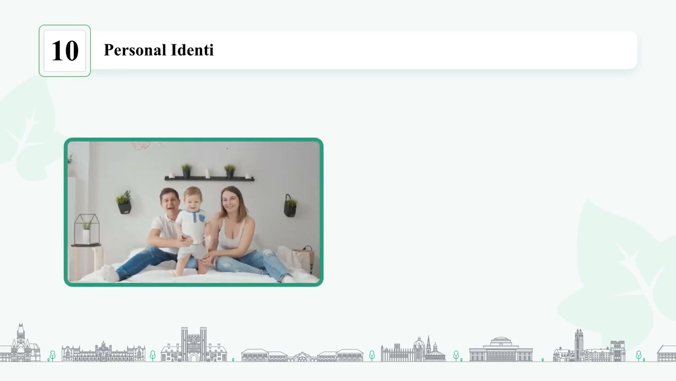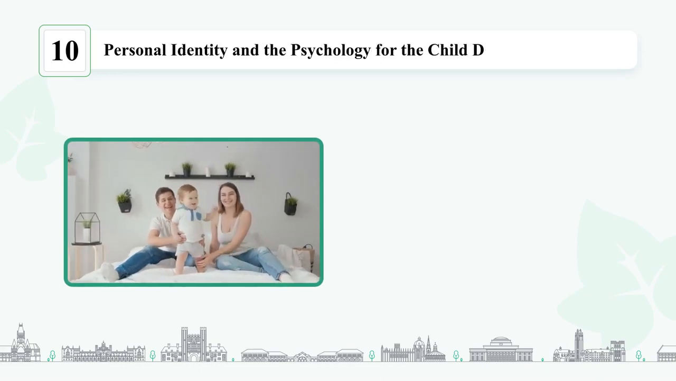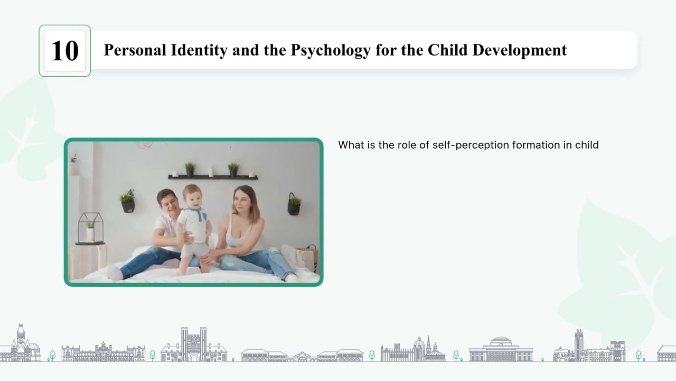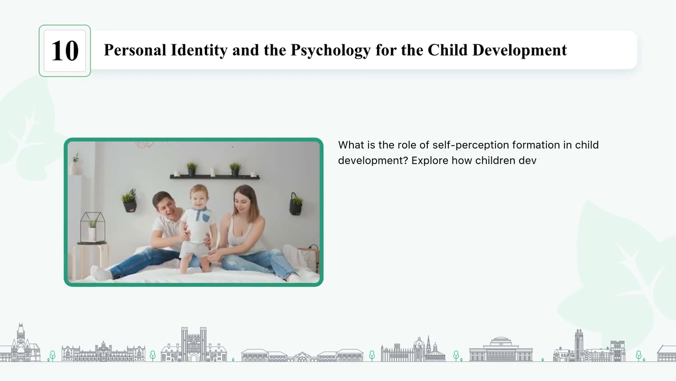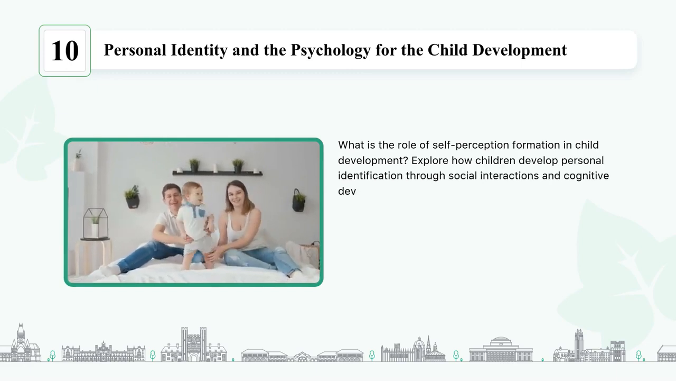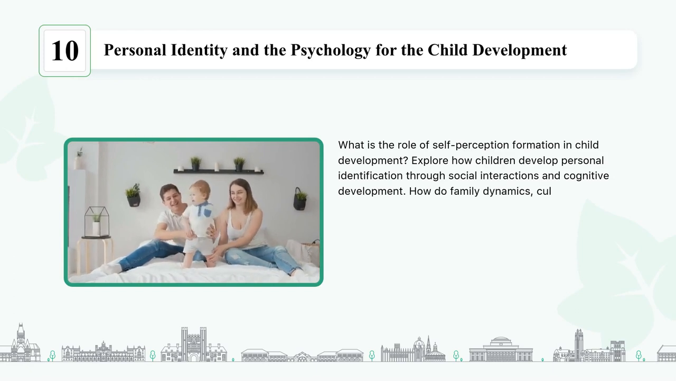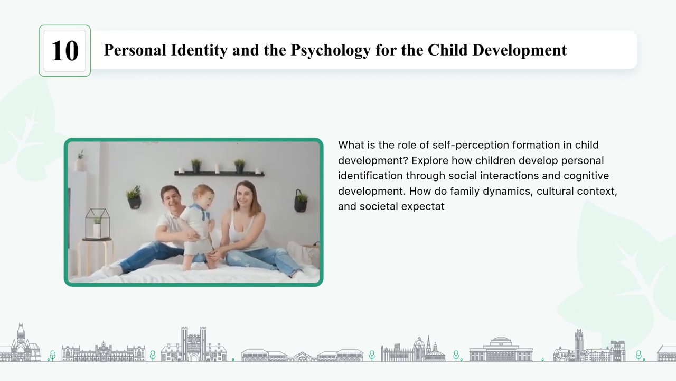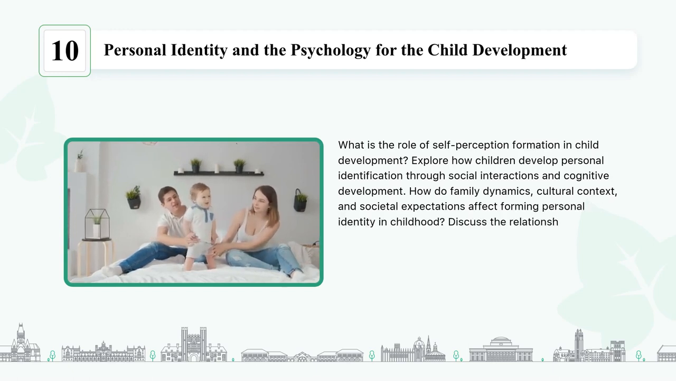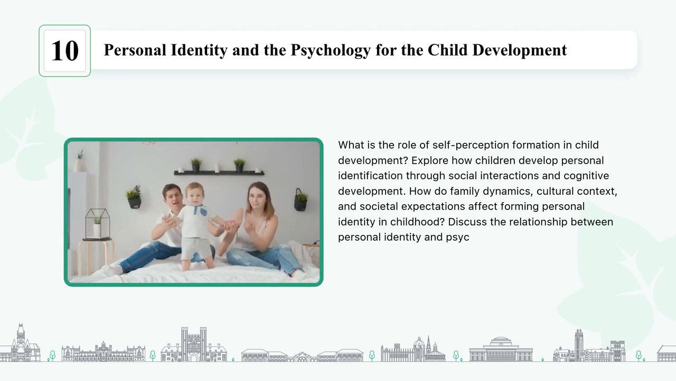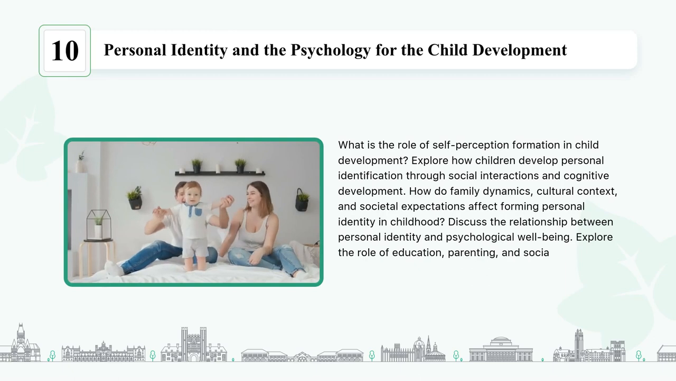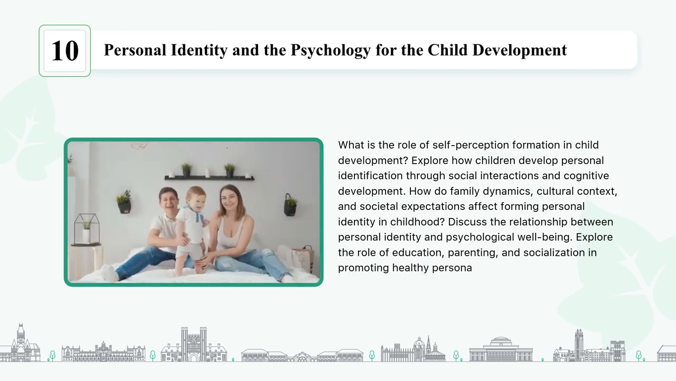Personal identity and the psychology of child development. What is the role of self-perception formation in child development? Explore how children develop personal identification through social interactions and cognitive development. How do family dynamics, cultural context, and societal expectations affect forming personal identity in childhood? Discuss the relationship between personal identity and psychological well-being. Explore the role of education, parenting, and socialization in promoting healthy personal identity development.